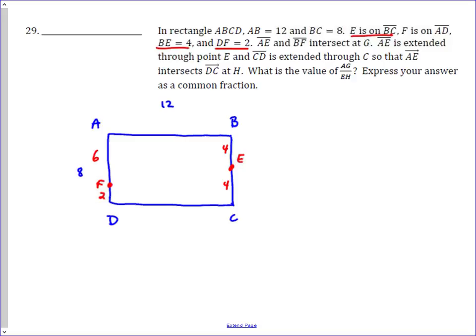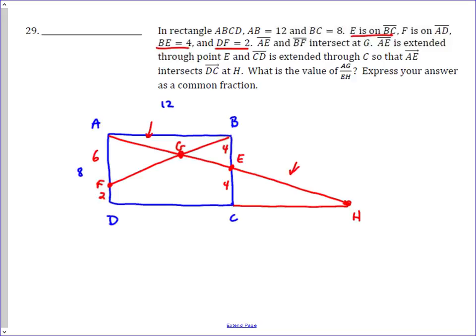Then we extend those, so it says AE is extended through E, such that it meets up with DC over here, and that is point H. And then we were also told that if we connected BF, that this point here is G. And our goal in this problem is to find the ratio of AG, this segment, to EH, that segment.